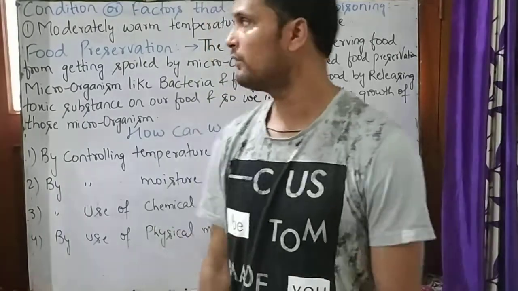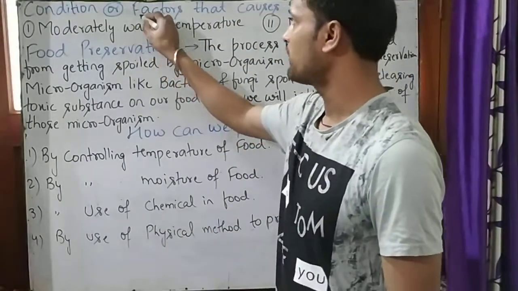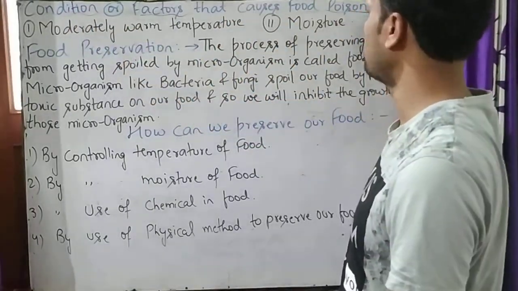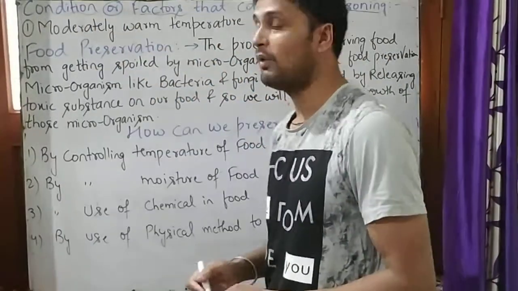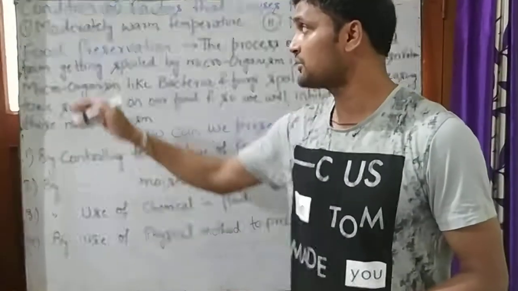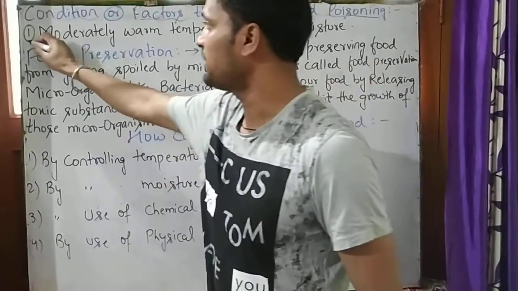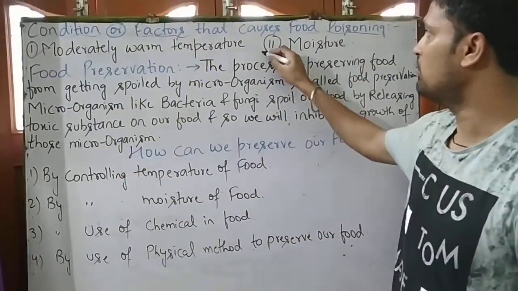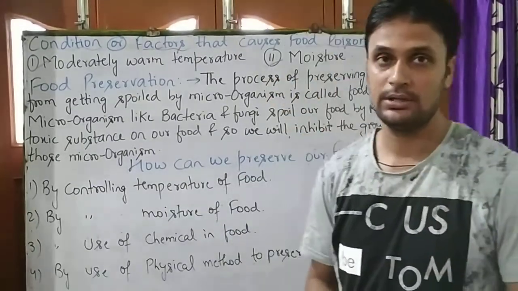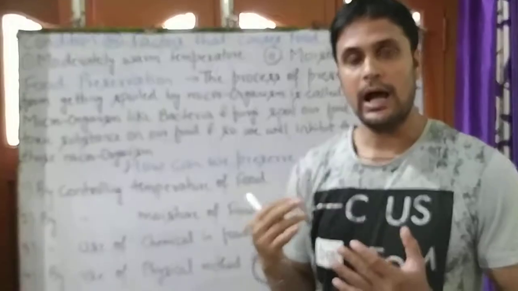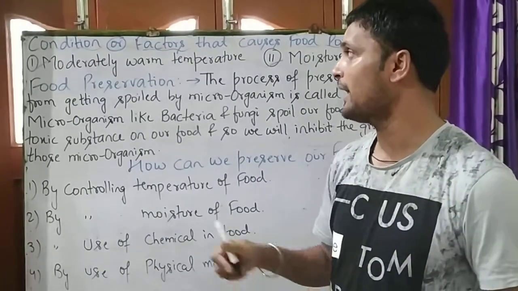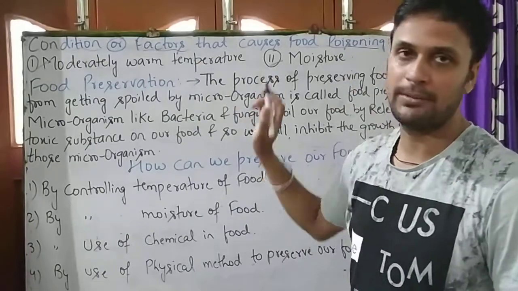So student, now we will know the condition or factors that lead to food poisoning. The first one is moderately warm temperature and the second one is moisture. So what is moderately warm temperature? Neither high temperature nor low temperature is known as moderately warm temperature.